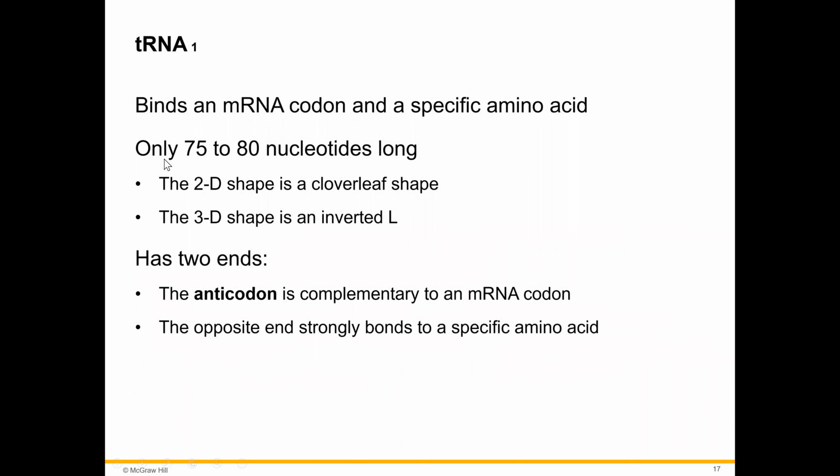So then we have tRNA that binds an mRNA codon at a specific amino acid. tRNA are the smallest RNA, only 75 to 80 nucleotides long, and the 2D shape is a cloverleaf shape, and the 3D shape is an inverted L shape. I'll show you the structure of tRNA on the next slide. Now, tRNA has 2 ends. One is the anticodon that is complementary to messenger RNA, and the opposite end strongly bonds to a specific amino acid.